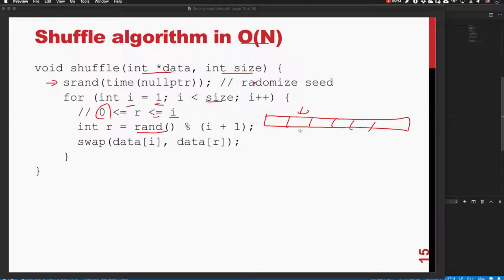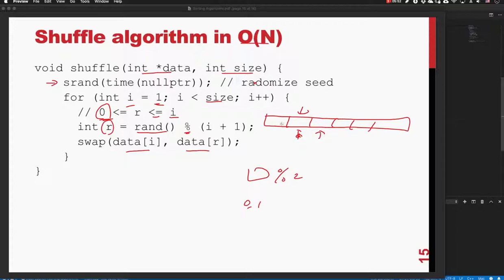So if I have index 1, then modulo 1 plus 1, 2. Modulo 2 means you can get only 0 or 1 like that. So generate a random integer between 0 and i. We are at i now. Then generate a random number and then swap the data with the randomly picked position.